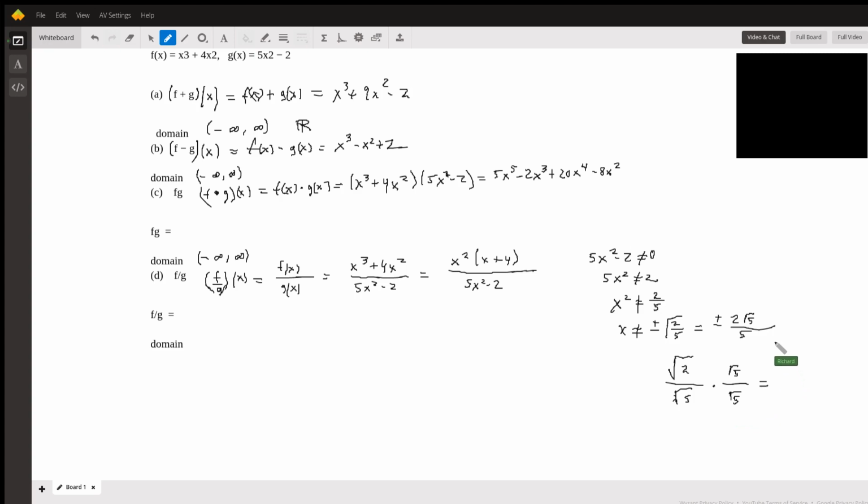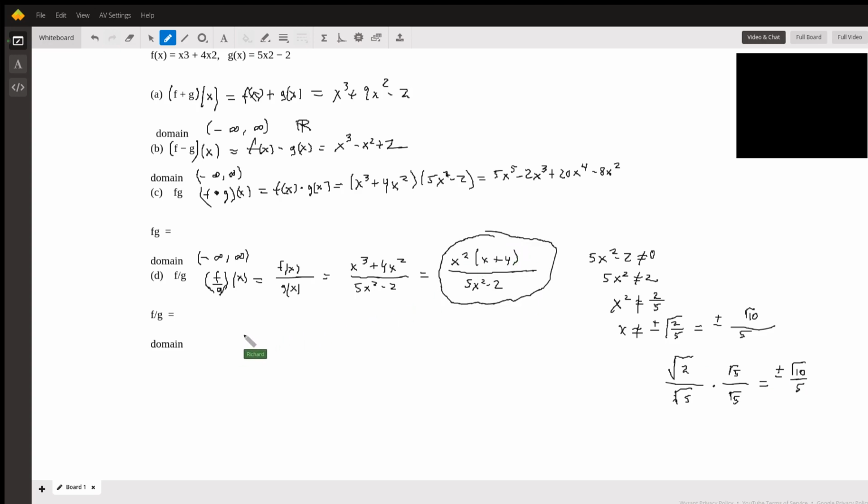Oh, I'm glad I did this the long way. That was a mistake, wasn't it? Square root of 10 here. So square root of 10 over 5. There we go. Oh, I'm glad I caught that. Okay, so that's f over g. So our answer here is this. This is f over g right here.